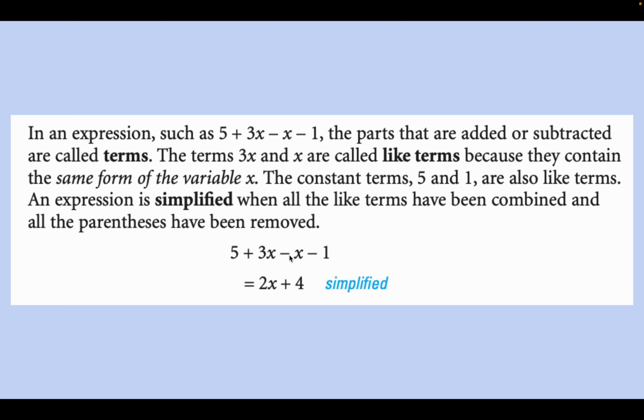So 5 plus 3x minus x minus 1. What we can do is 3x minus x, like terms, so 2x, and then 5 minus 1 are like terms, they don't have any variables. 5 minus 1 is 4, so 2x plus 4 is the simplified version, and you cannot add 2x and 4 together any further. This is as far as you can go.